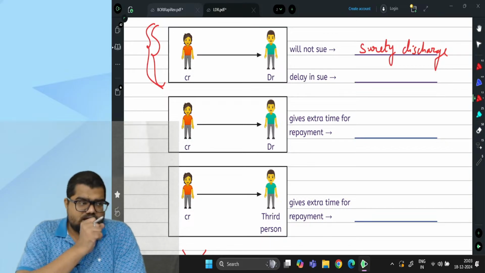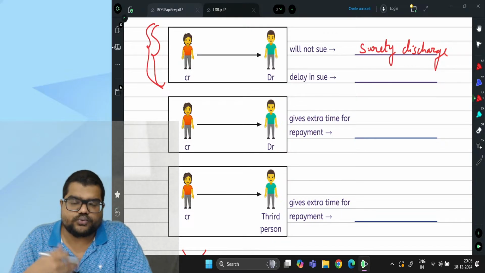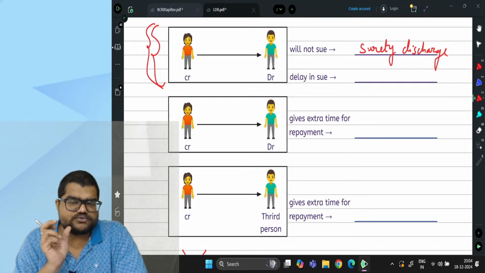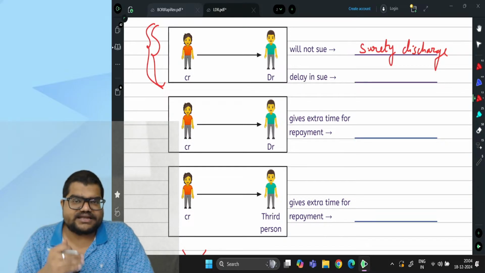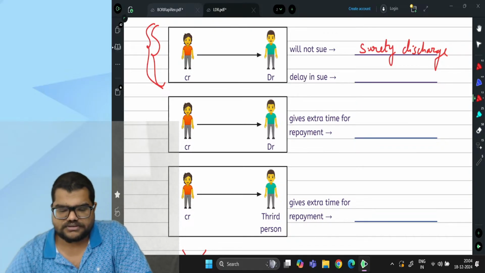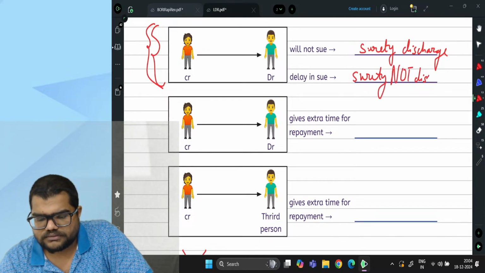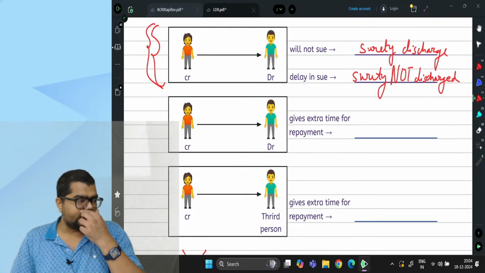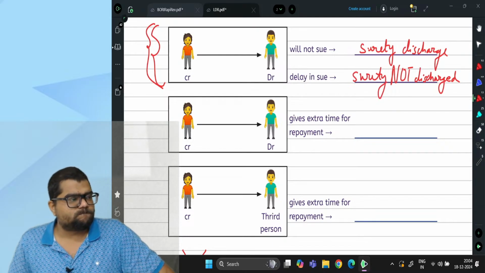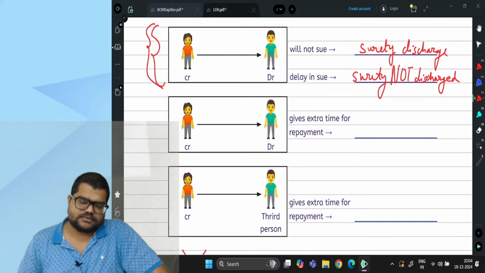On the contrary, if the creditor is busy somewhere and he delays in suing the debtor, the word that the book uses is forbearance. If the creditor gets late in suing the debtor, it does not mean that the surety is discharged, and hence I'll write surety not discharged. Easy, easy. The diagram should help you a lot. It will save a lot of your time.